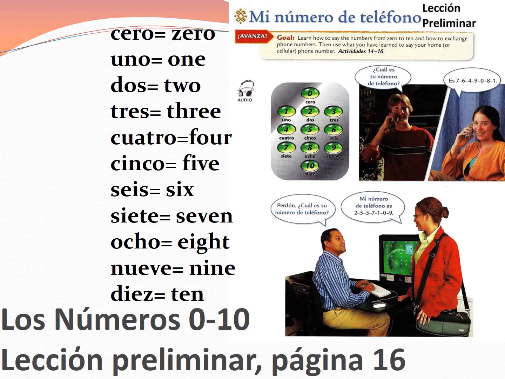Los números 0 a 10 en página 16. The numbers 0 through 10 are on page 16. Cero is 0. Uno is 1. Dos is 2. Tres is 3. Cuatro is 4. Cinco is 5. Seis is 6. Siete is 7. Ocho is 8. Nueve is 9. Diez is 10.